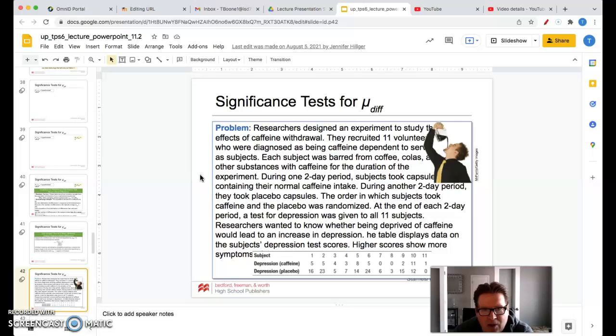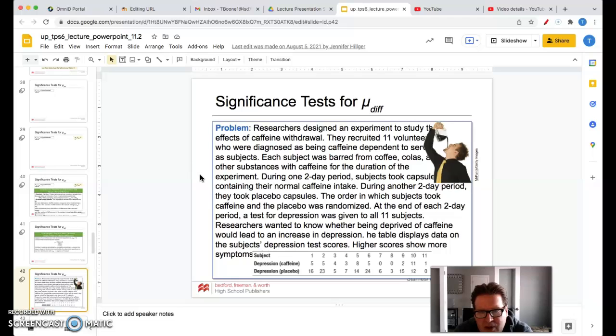All right, so here we go. Researchers designed an experiment to study the effects of caffeine withdrawal. They recruited 11 volunteers who were diagnosed as being caffeine dependent to serve as subjects. Each subject was barred from coffee, colas, and other substances with caffeine for the duration of the experiment. During one 2-day period, subjects took capsules containing their normal coffee intake. During another 2-day period, they took a placebo.